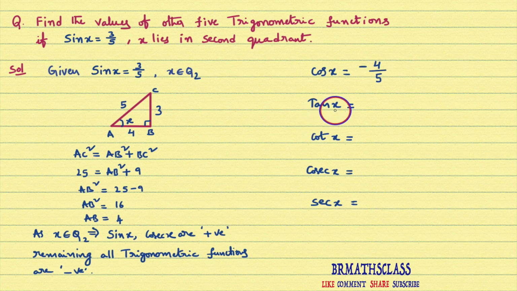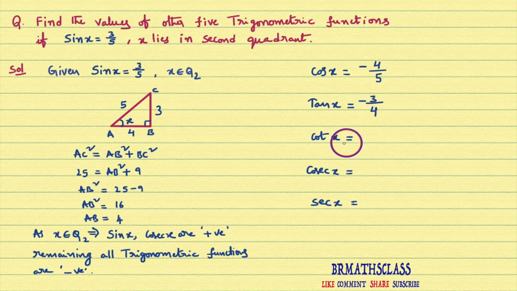Now tan x. As per the definition, tan x is defined as opposite side by adjacent side. Here opposite to x is the opposite side, that is 3, divided by the adjacent side. This is the hypotenuse, opposite to 90 degrees, so obviously this will be the adjacent side. Adjacent side is 4. In the second quadrant, tan x is negative. So tan x is minus 3 by 4.